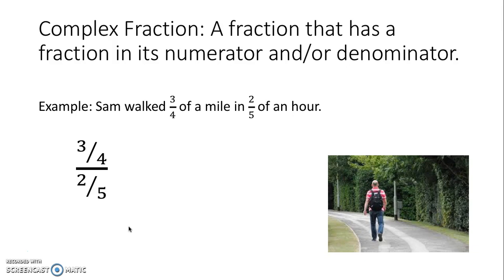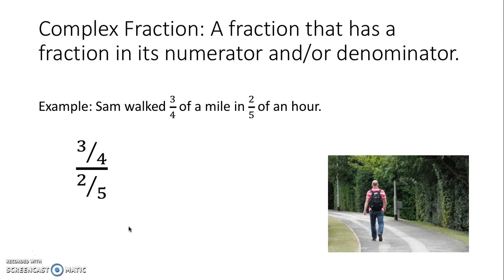A complex fraction is a fraction that has a fraction in the numerator and/or in the denominator. That means it can be a fraction with a fraction in just the numerator, a fraction with a fraction in just the denominator, or both. So let's look at an example.